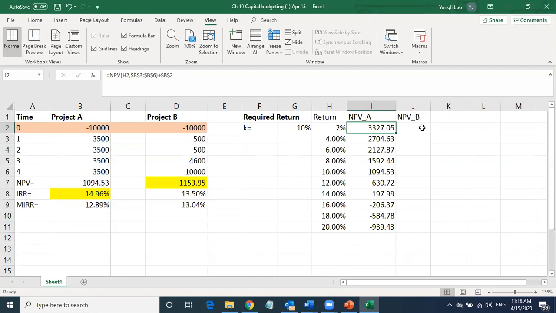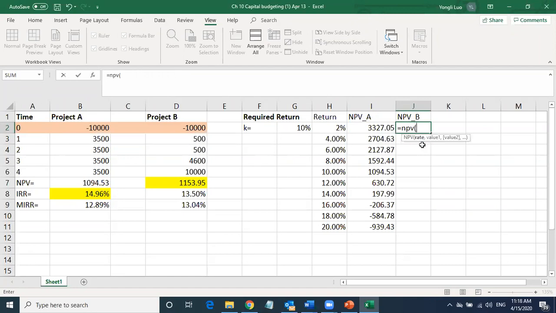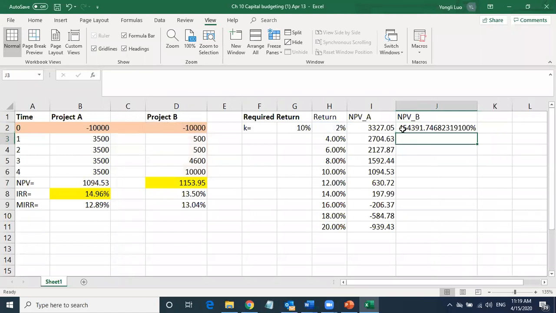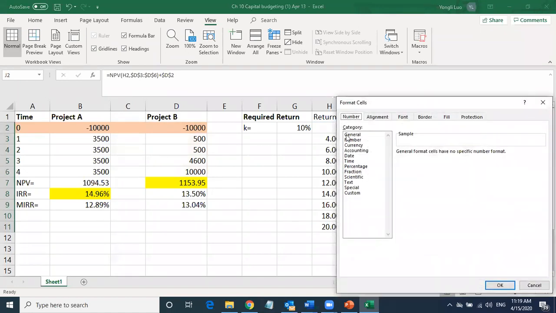We do the same thing for the net present value of project B. Use the NPV function, choose a rate, and this is the return. The cash flows for those values, you fix with a dollar sign, and then you add the initial investment, also with a dollar sign. So that's the net present value for project B. Good. We change the whole thing and format these cells to be numbers.